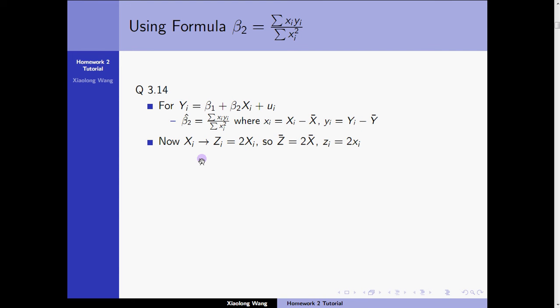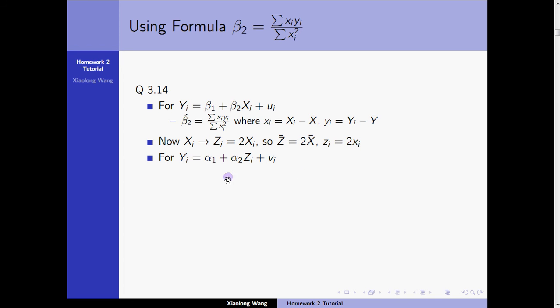Now suppose we change xi to zi, which equals twice xi. Then we know that z bar will equal twice x bar, and little zi, which equals zi minus z bar, consequently is 2 times little xi, twice little xi.